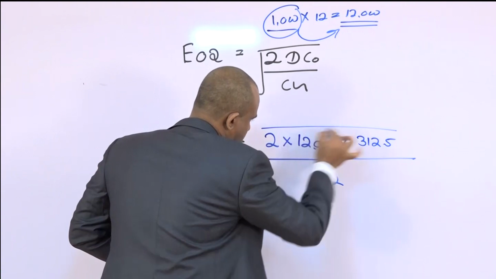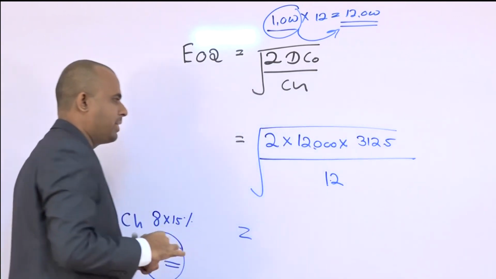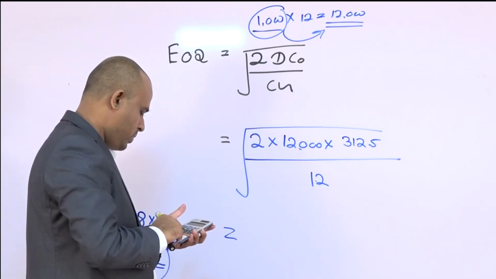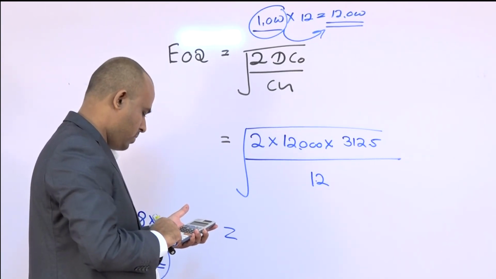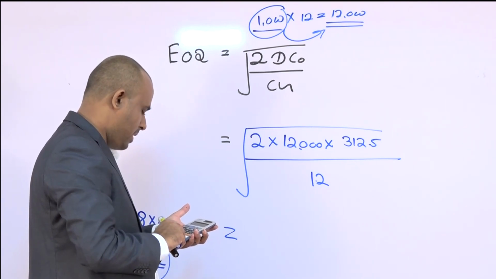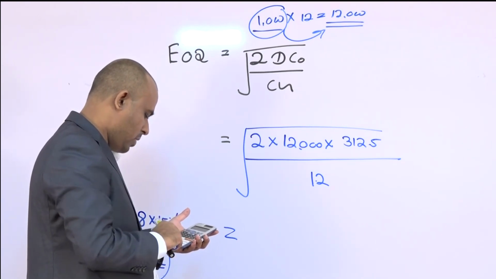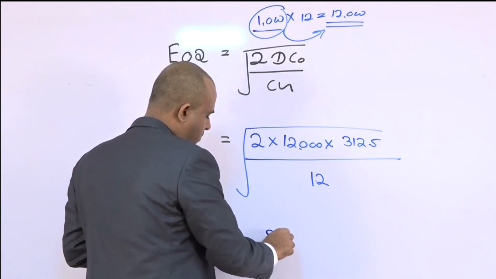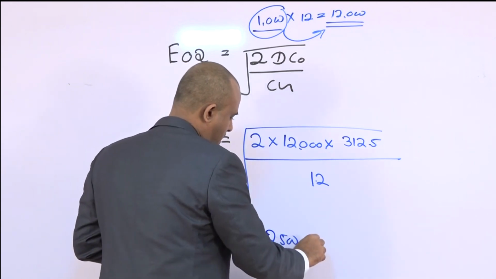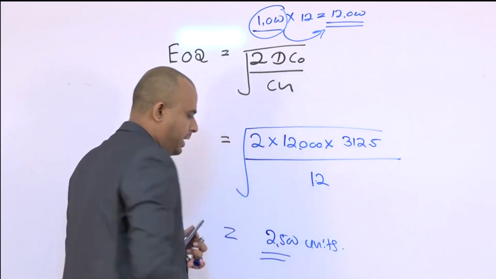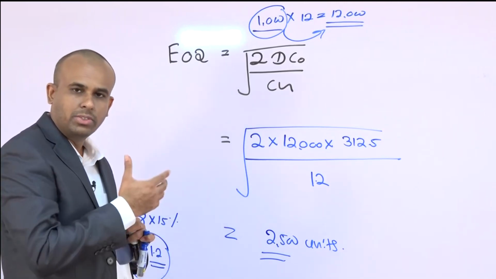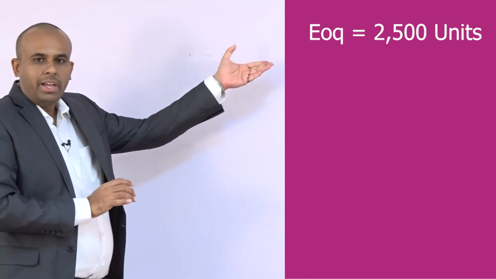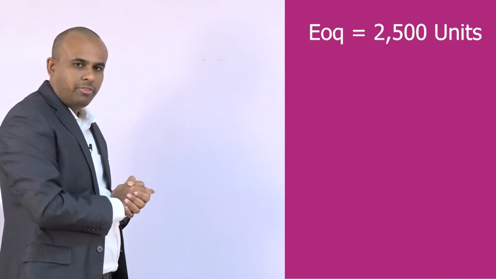Now divide it, right? Okay. Now we can use the calculator for this purpose. 2 into 12,000 into 312.5 divided by 1.2. The square root of this, you get how many units? 2,500 units. Then the economic order quantity is 2,500 units, right? Economic order quantity we calculated in this question, that is 2,500 units.